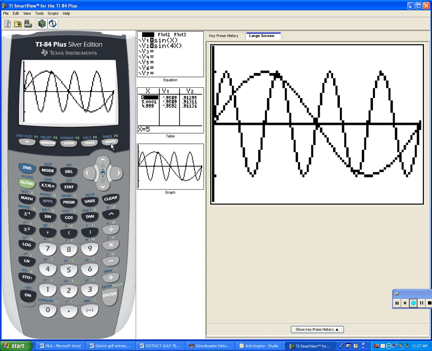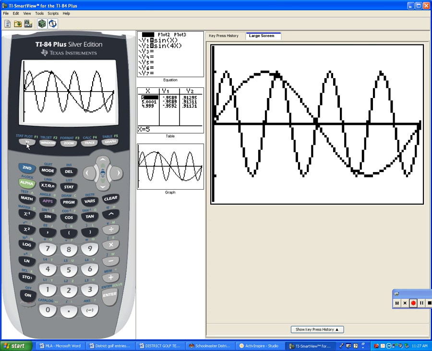How many cycles of y equals sine of 4x are on the screen? 4. So when I put a 4 in there, that means instead of showing only one cycle between 0 and 2 pi, it's going to show me 4 cycles between 0 and 2 pi.